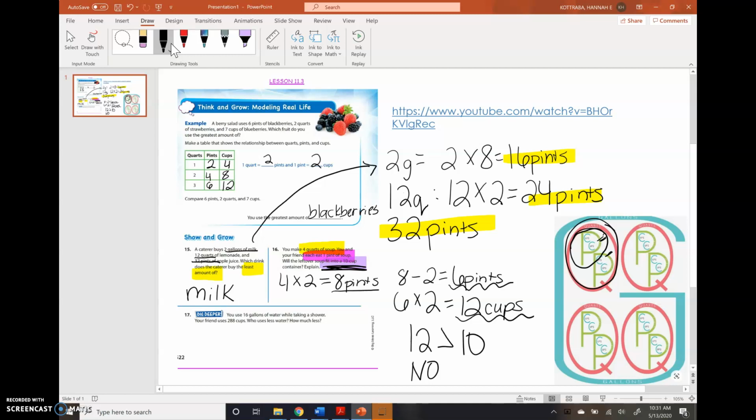So basically what we did is we said no. 4 quarts of soup equals 8 pints. You and your friend eat 2 pints. There's 6 pints left over. And when we convert the 6 pints into cups, it equals 12. So the leftover soup will not fit.